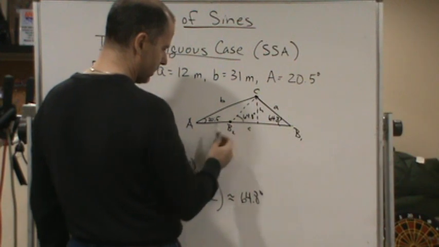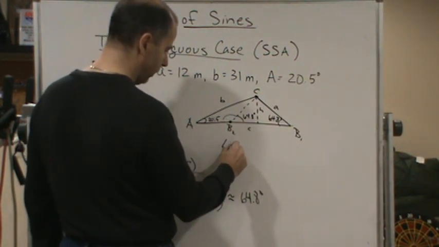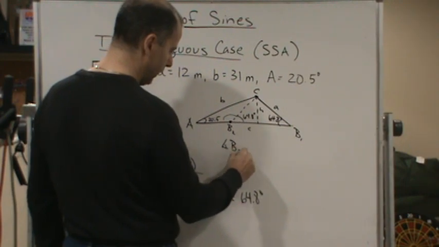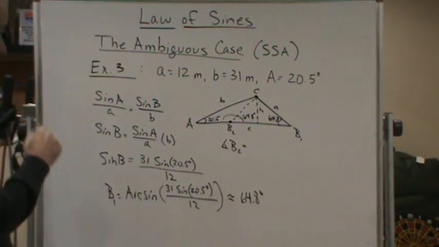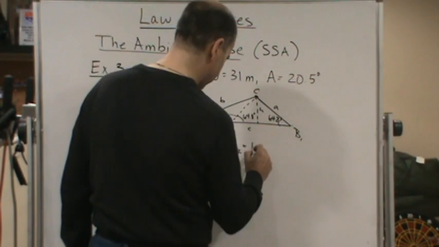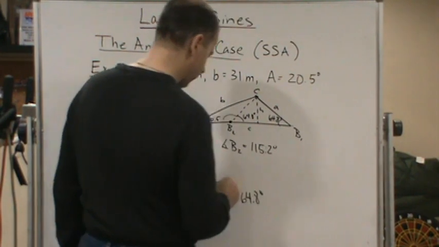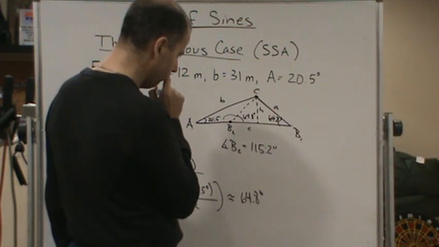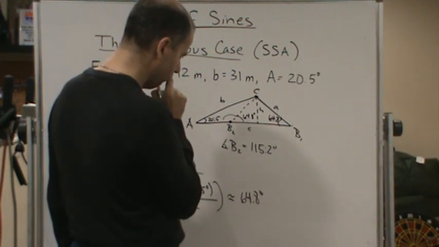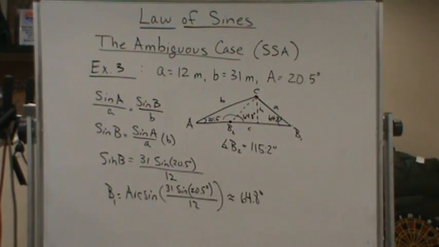So 64.8, 64.8, that means that this angle B2 is going to be what? That's going to be 115.2 degrees, right? If my math is right. 115.2 degrees approximately, if I have that right. Yep.